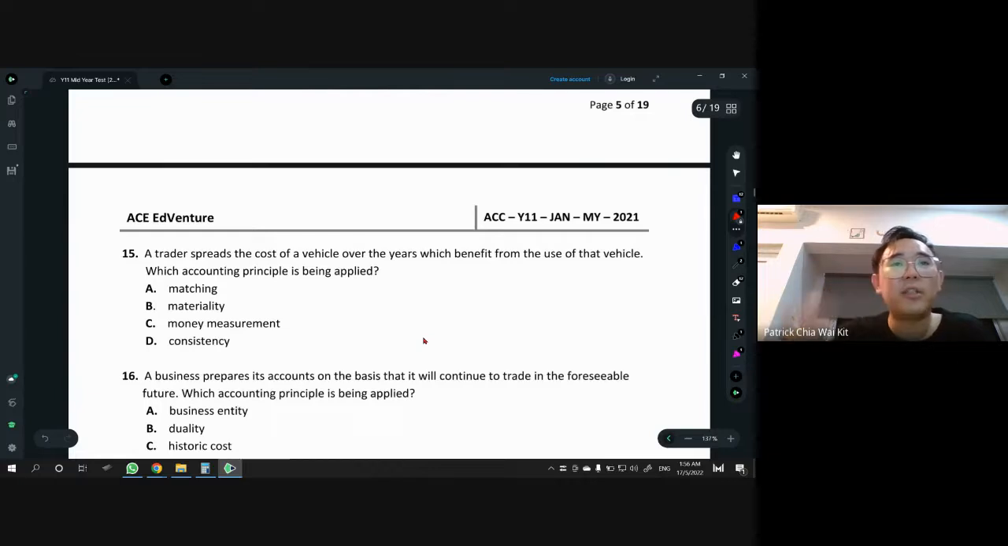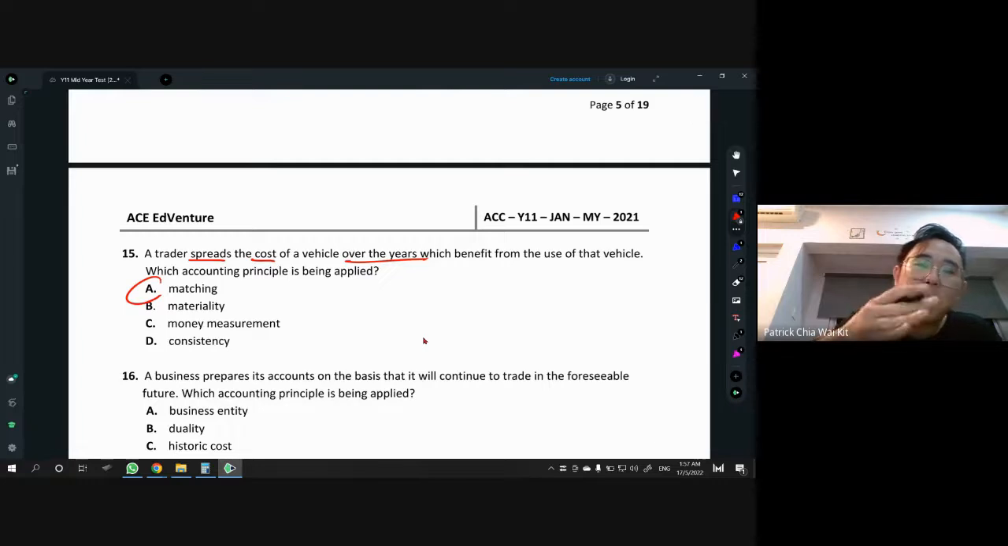Traders spread the costs over the years which benefit from the use of the vehicle. So which accounting principle is being applied? You are spreading the cost over the years. We don't straight away say, okay, you buy this whole thing and the whole thing is this year's cost. No, that's not how it works. So that is called matching, right? The income and the cost are matched in the same period.